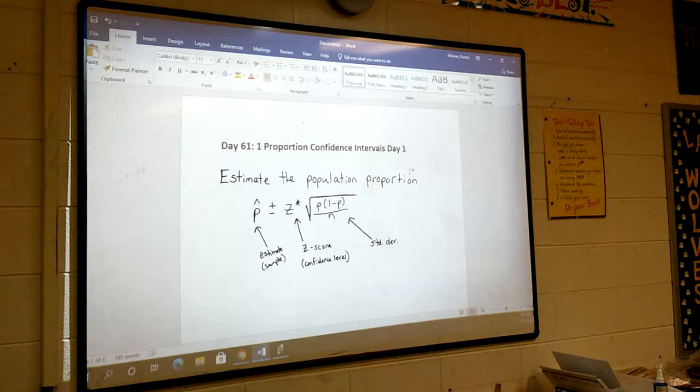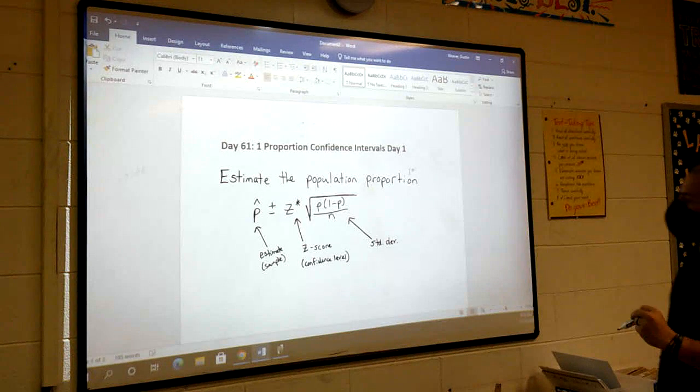The other good thing is once you learn how to do a one proportion confidence interval, then tomorrow when we do a one proportion test, you're already going to have the formula, so it's going to make more sense.